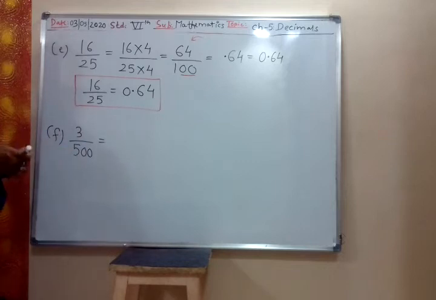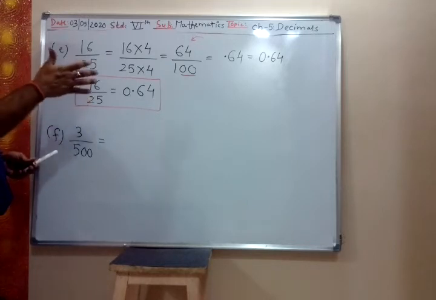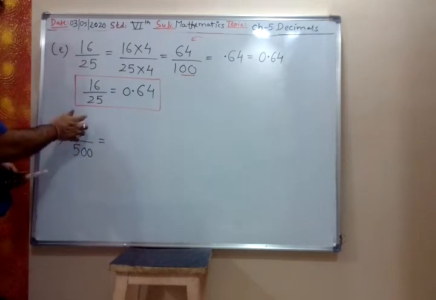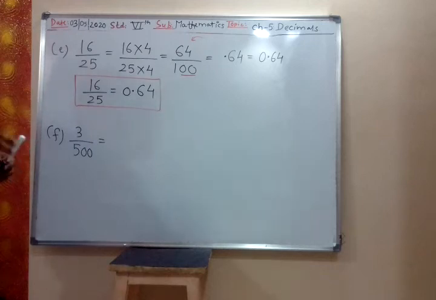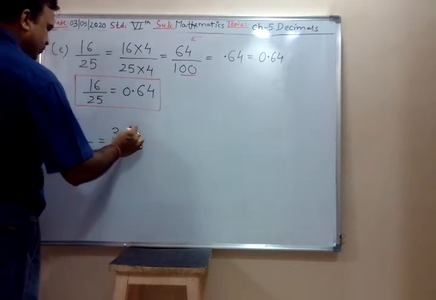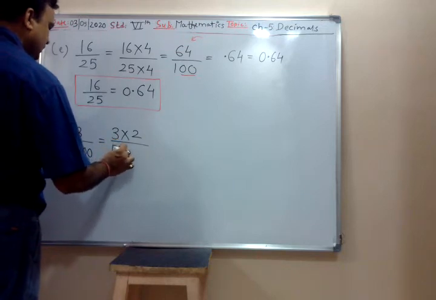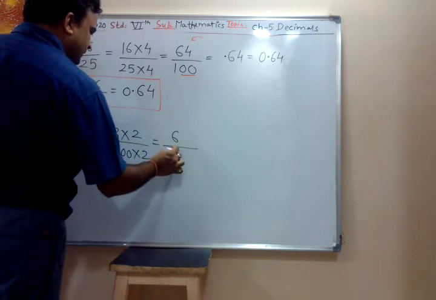This is 500. So the denominator of the given fraction, we want 10, 100, or 1000. So 10 and 100 are smaller. This is 500, so we make it 1000. We have to convert this into 1000. So I will multiply by which number? So that 500 becomes 1000, by 2. So the denominator I will multiply by 2, and the numerator I will multiply by 2. So that is 3 into 2 upon 500 into 2. 3 into 2 is 6, upon 500 into 2 is 1000.